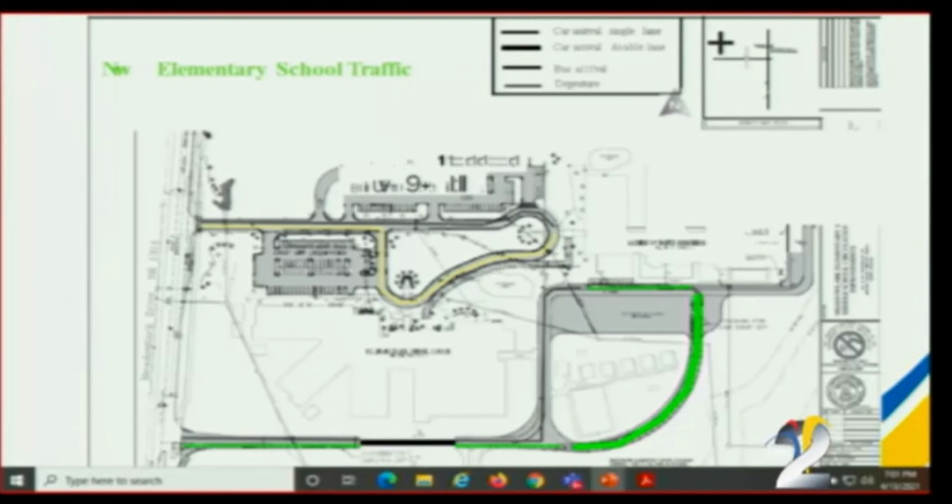In the afternoon, or in the morning about an hour later, the elementary school has the same pattern. There's no need for buses to stack in the morning because they're coming and dropping off periodically. It's a constant flow of traffic, but there are no buses stacking there.